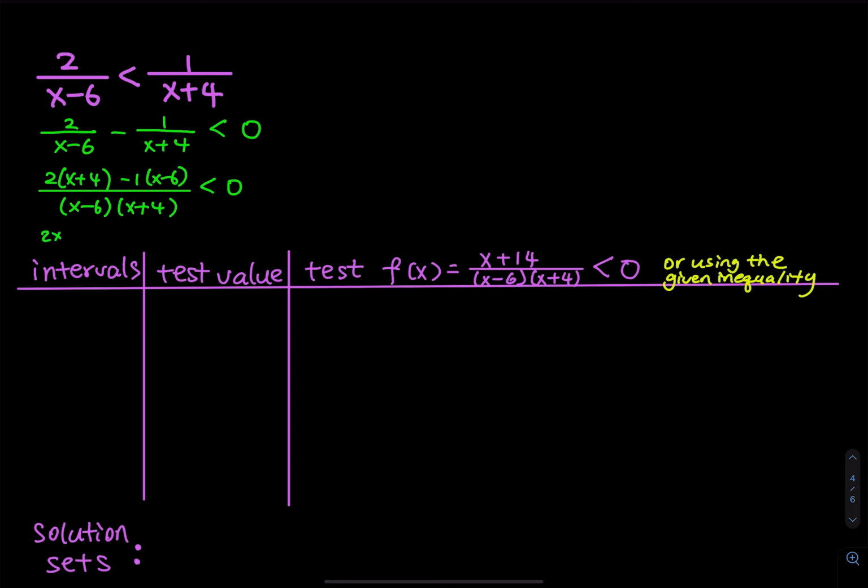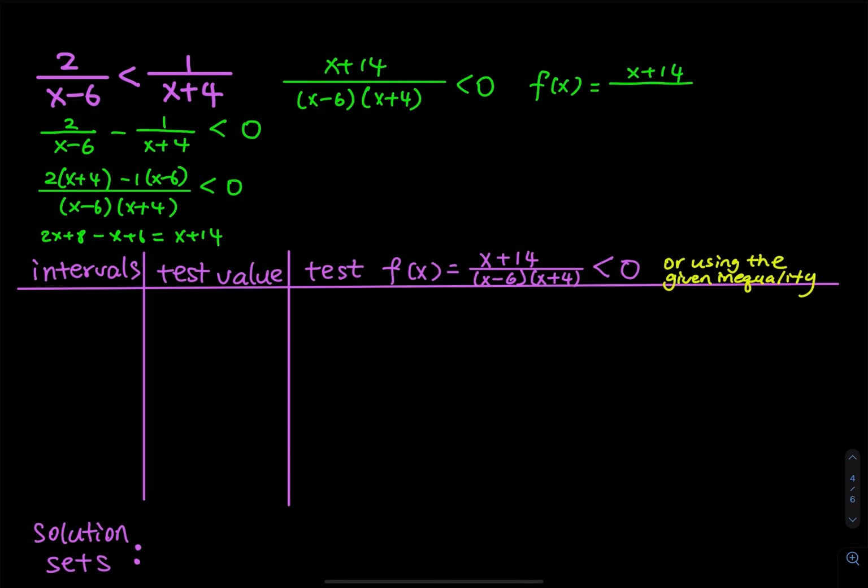Okay, so this is 2x minus 8 minus x plus 6, right? So that is equal to x minus 2. Therefore, the top is x minus 2, and the bottom, keep that in factor form: x minus 6 times x minus 4 less than 0. And then what is my function? I am going to claim everything on the left hand side to be my function. So my function is f of x equals x minus 2 divided by x minus 6 times x minus 4. I would just leave it in there.